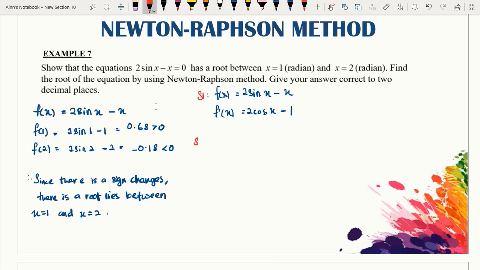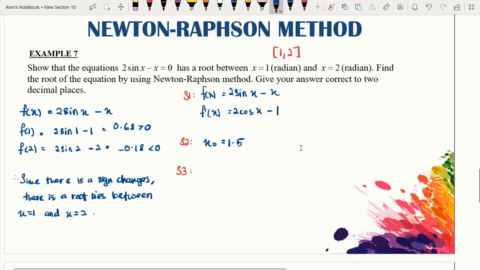The second step is to choose the initial value. The question does not give us any initial value, but we can choose our initial value by using this interval, x equals 1 and x equals 2. For the initial value, we can choose the middle value between 1 and 2. So our x naught will be 1.5.